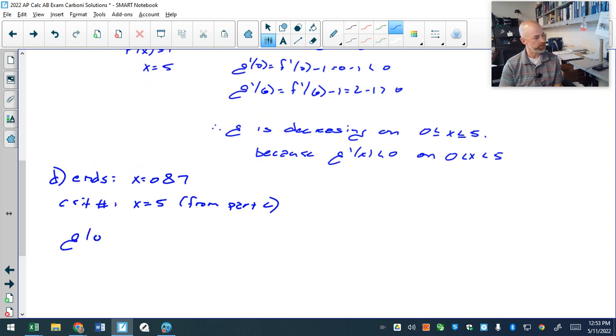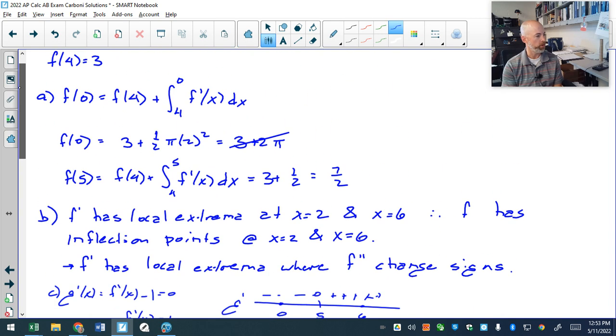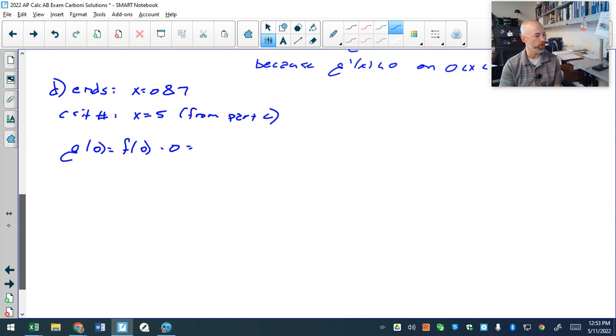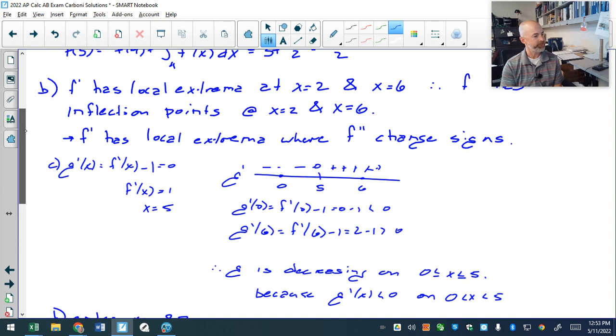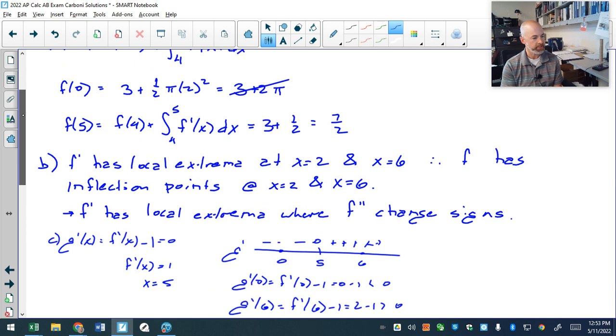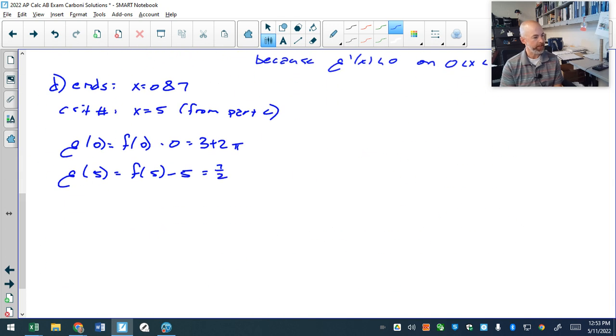And so G of 0 would be, and G is f, so that'll be f of 0 minus 0. F of 0 is in part A. I can go all the way back up here to part A, and we found out that f of 0 was 3 plus 2 pi. I need G of 5, which will be f of 5 minus 5. That was my critical number. At 5, f's value was 7 halves. So we have 7 halves minus 5 is negative 3 halves. And I already know that's going to be my minimum, and I'll explain in a second how I know that without even testing the right endpoint.